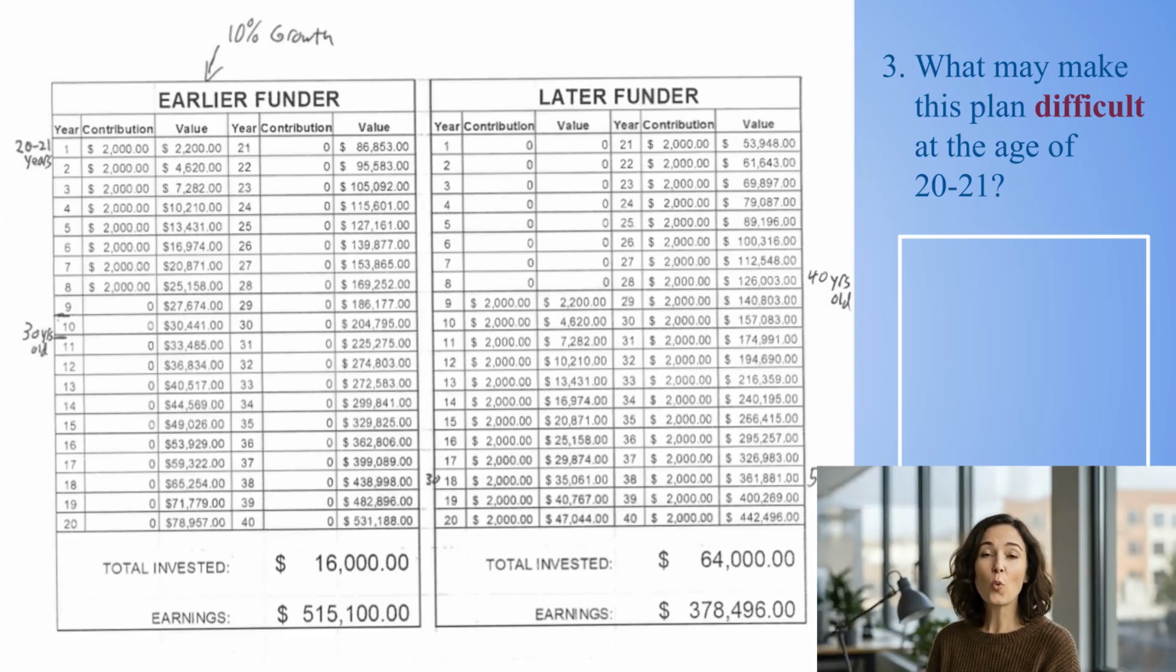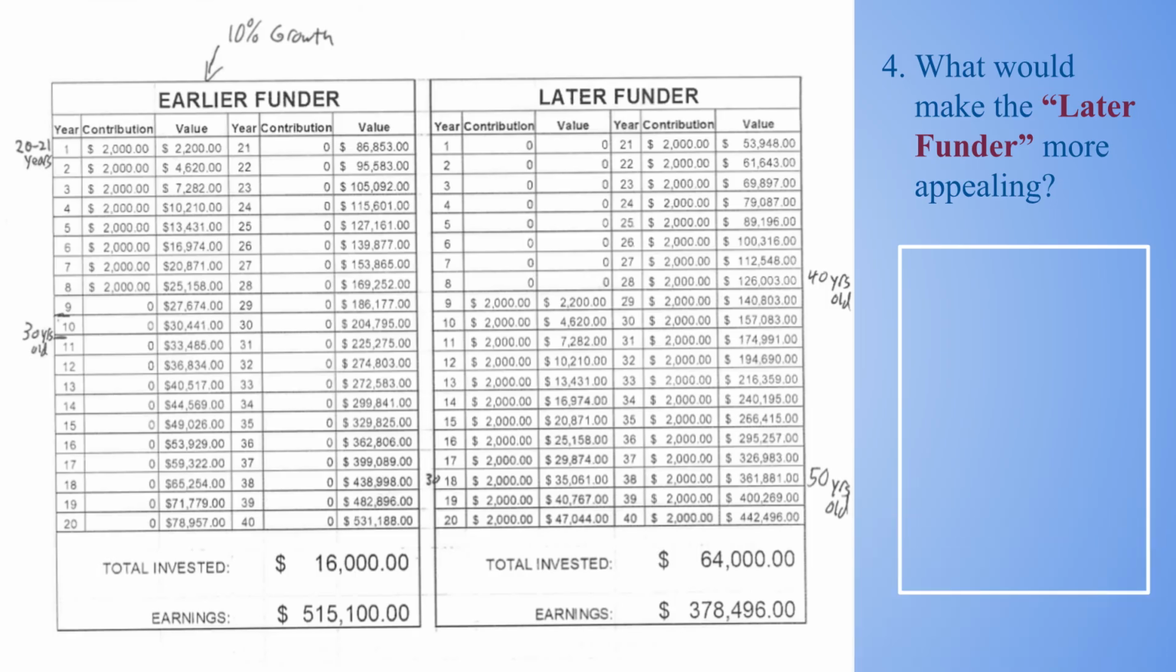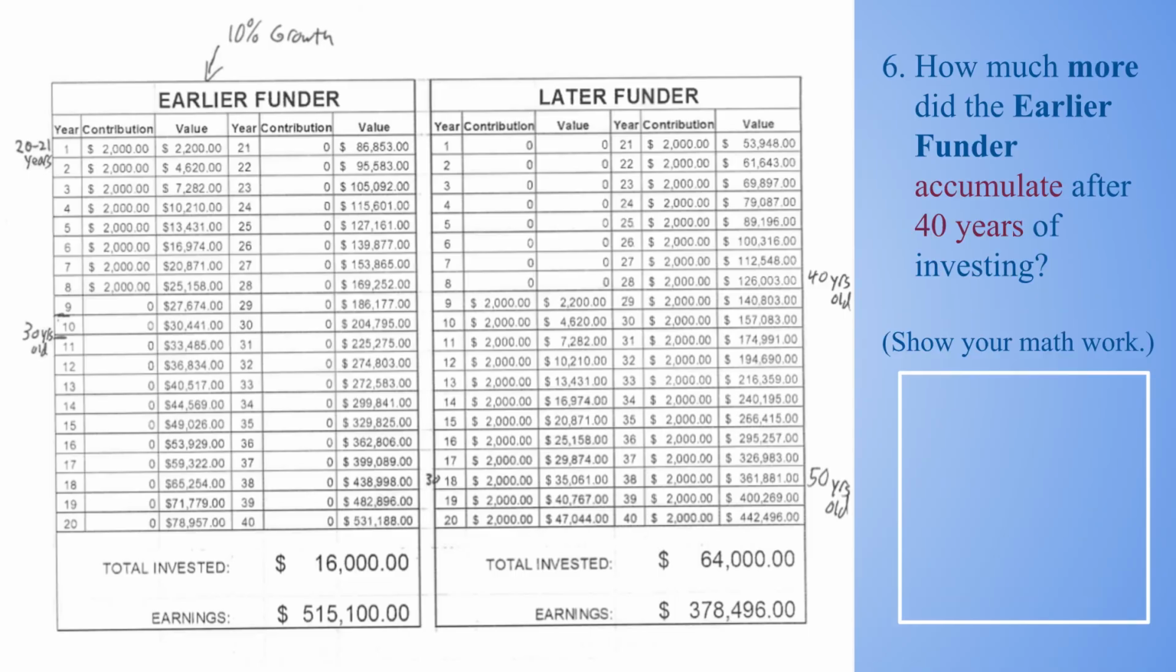Based on the chart, what may make the "earlier funder" plan difficult to maintain at the age of 20 or 21? Reviewing the data, what do you think makes the later funder approach more appealing compared to the earlier funder approach? Calculate how much more the later funder invested than the earlier funder. Be sure to show your math work based on the provided table totals. Calculate how much more the "earlier funder" accumulated after 40 years of investing compared to the later funder. Again, show your math work.